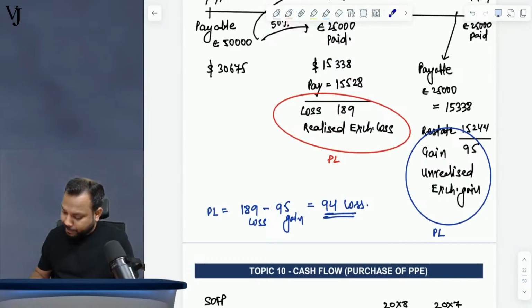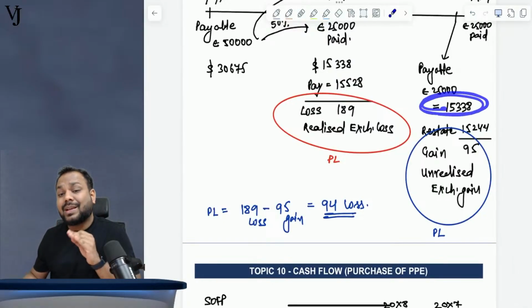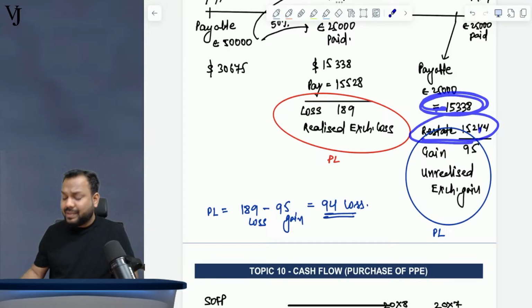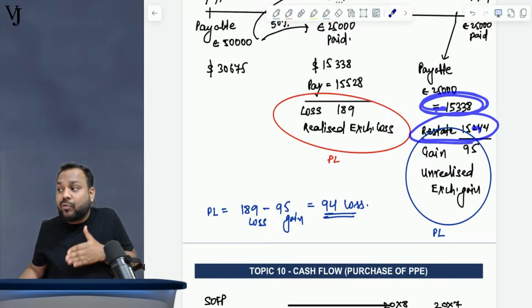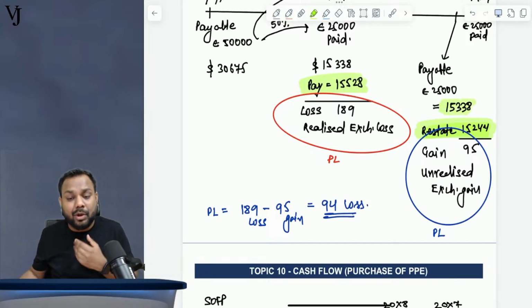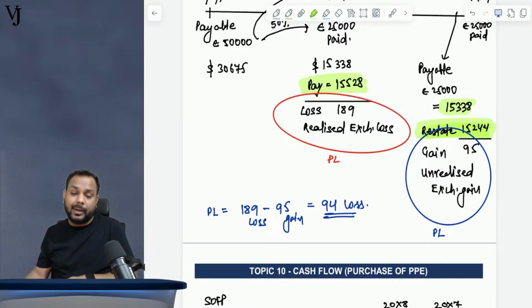The carrying amount was 15338, but the restated amount is 15244. It means if I have to pay today, I will have to pay this amount. If I have to pay this amount and we have recorded at a higher amount, it's our gain because the payment amount has reduced.